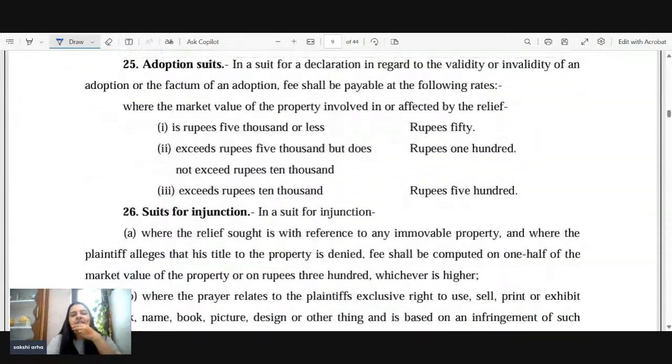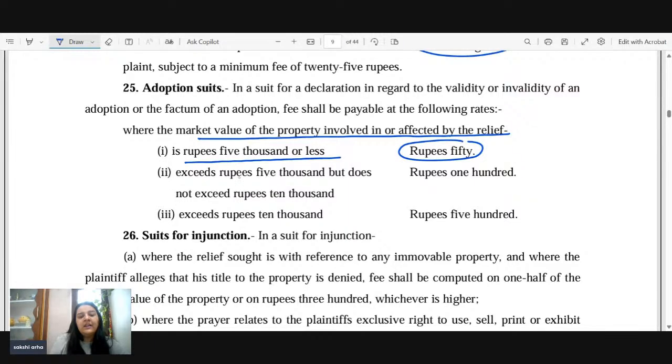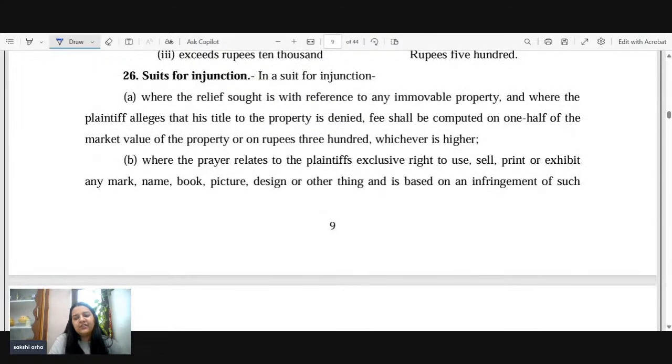Then adoption suits, Section 25. In a suit for declaration in regard to the validity or invalidity of an adoption or factum of adoption. If it is an adoption suit, if you are going for a declaration of adoption, that this person belongs to me, I have adopted my son, I have adopted my daughter, and I want that no one denies the person his rights. In that case, what will be the fee? Where the market value of the property involved and affected by the relief is rupees 5,000 or less, it is 50. If it is more than 5,000 but up to 10,000, it is 100. If it is more than 10,000, it is 500. That will be for adoption, like declaration for adoption.